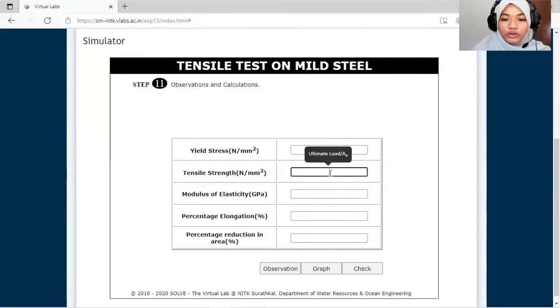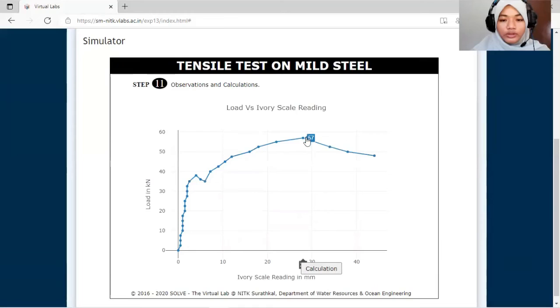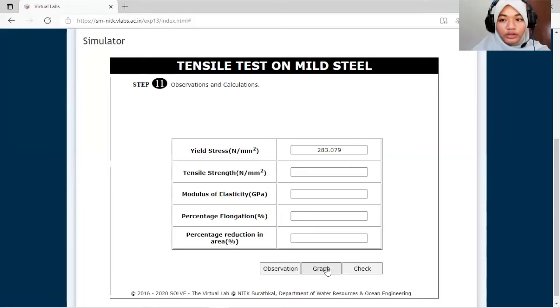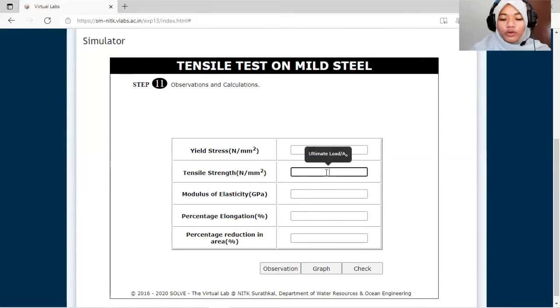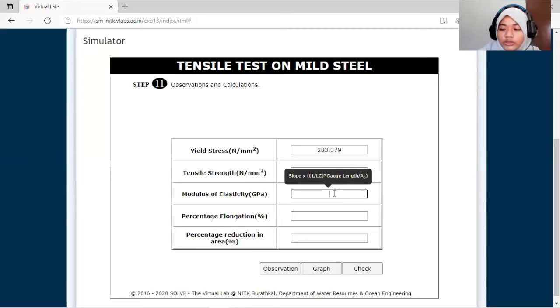For the tensile strength, the formula is ultimate load over AO. The ultimate load is 47. Press the button ENG on your calculator. The answer for tensile stress is 461.015. Modulus of elasticity is slope multiplied by 1 over LC multiplied by gauge length over AO.